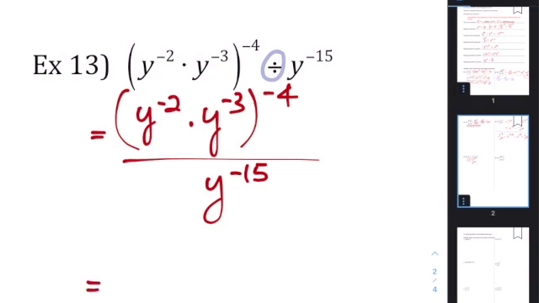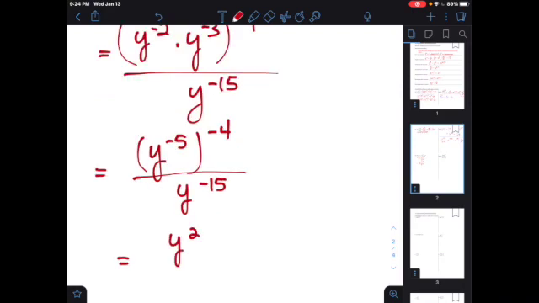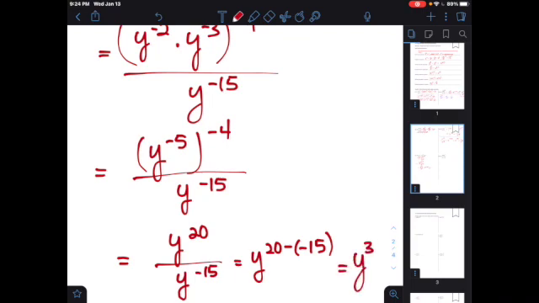So that's going to be y, since they are side by side, you're adding the exponents. So it's negative 2 plus a negative 3. So that's going to be y to the negative 5th power to the negative 4th power over y to the negative 15. Y to the 20th over y to the negative 15. Now, if you want to just subtract, which is fine, don't forget that's y to the 20 minus a negative 15. And that's y to the 35th power.